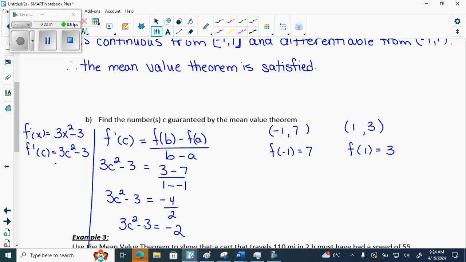So then I have to solve it out. I'm going to get 3c squared minus 3 equals -2. 3c squared equals 1. C squared equals 1/3. And then I'm physically taking the square root with my arm. What do I need to remember to do? Plus or minus.